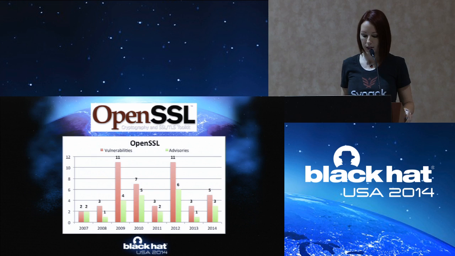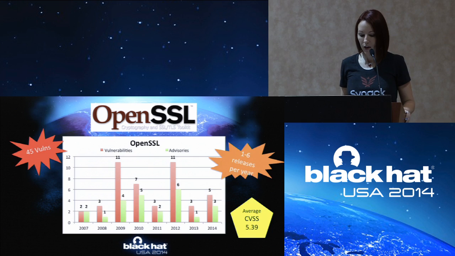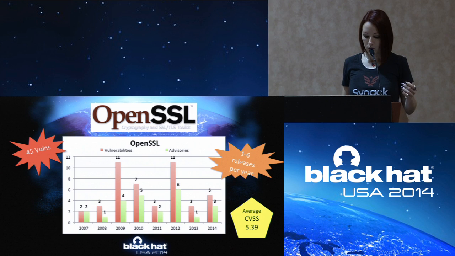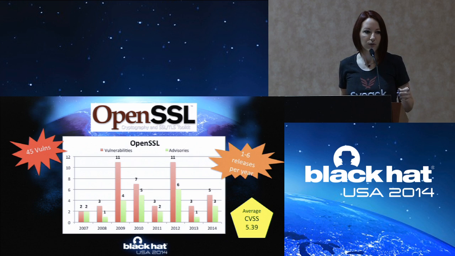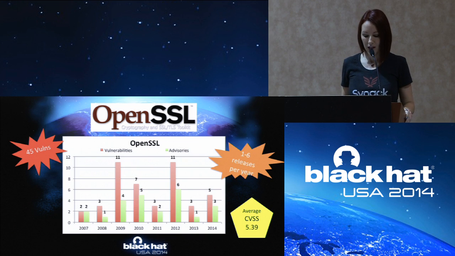We've talked a little bit about it. They've got 24 releases, 45 vulnerabilities, and an average CVSS score of 5.39 over the last 7 years. 87% of those vulnerabilities are remotely exploitable. And 40% of them have to do with input manipulation. So someone's manipulating the input remotely and resulting in exploitation of a vulnerability.